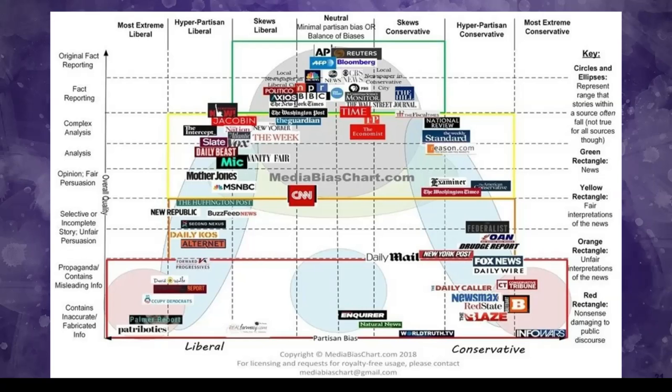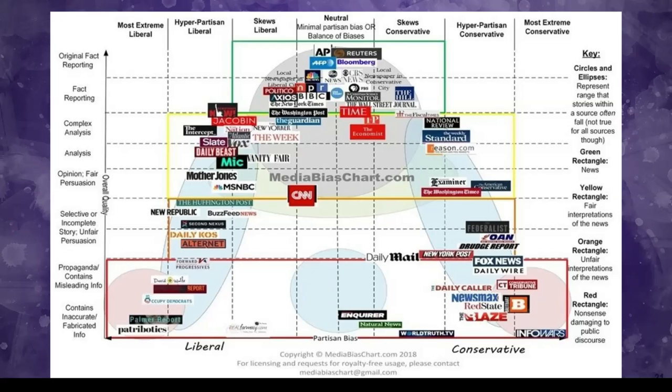Now, what you will see going from left to right is, are they biased? So if they're on the left, these are going to be the liberal-leaning publications, going from the most extreme liberal to neutral skews liberal. Then going from the neutral is going to go from the leans conservative to the most extreme conservative.